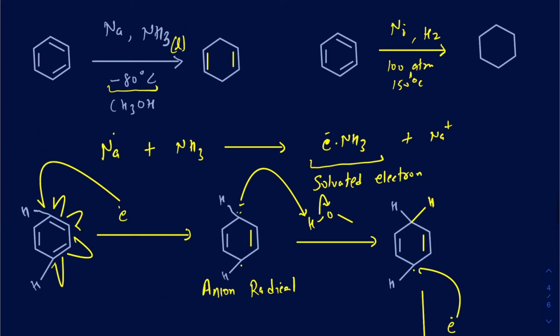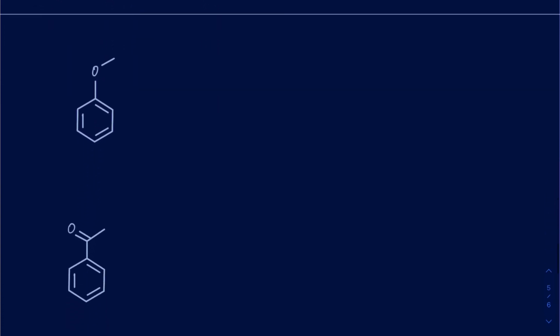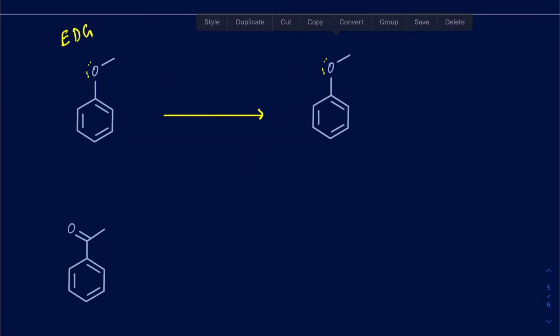Now, what happens if the ring is substituted? Like you got some group on it already, whether it's an electron donating or an electron withdrawing group. So if you have a ring that contains an electron donating group, you gotta memorize your electron donating groups and electron withdrawing groups. So this particular anisole here has the methoxy group on it, so it's actually an electron donating group because it's got a lone pair of electrons. So the idea is the product that you're actually going to make here, I'm not going to draw the mechanism here because it's going to be very similar, but I'll tell you the reasoning why it would work that way.